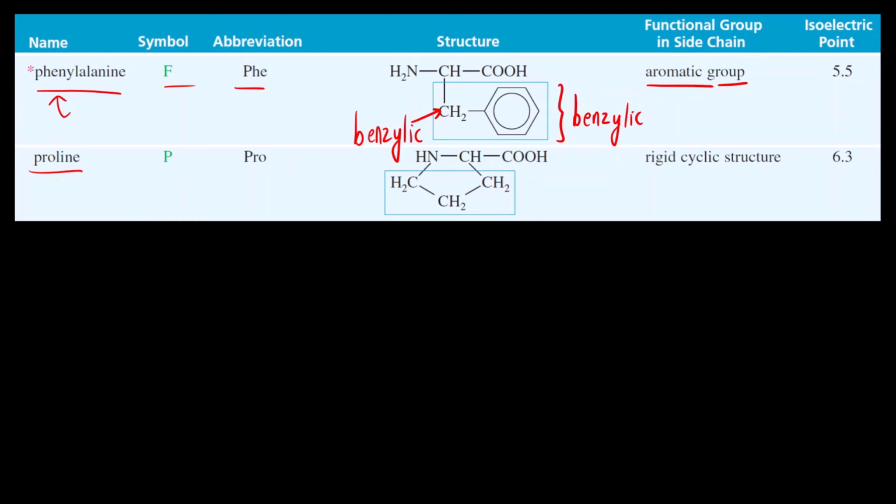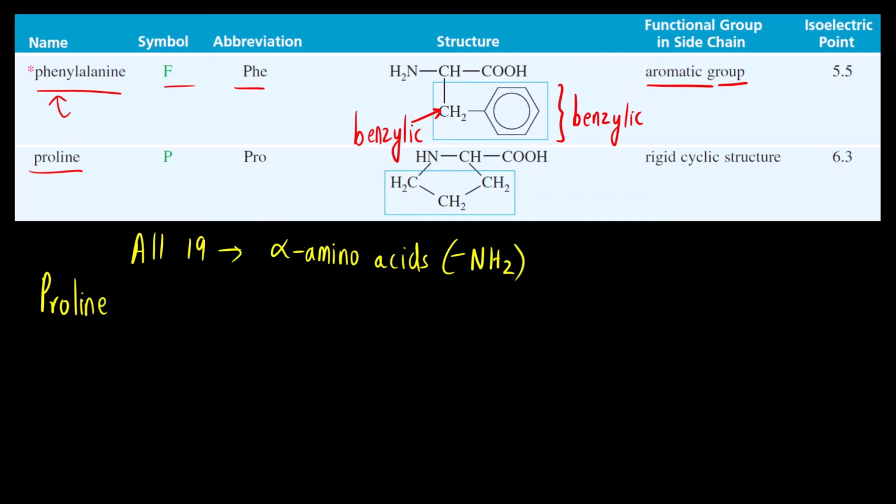For proline, it is very important. What is proline? If you see all the other naturally occurring amino acids, 19 of them, they are alpha amino acids. What is the meaning of that? Alpha amino acids means they have an amine group. But proline is the only amino acid that is an imino acid.